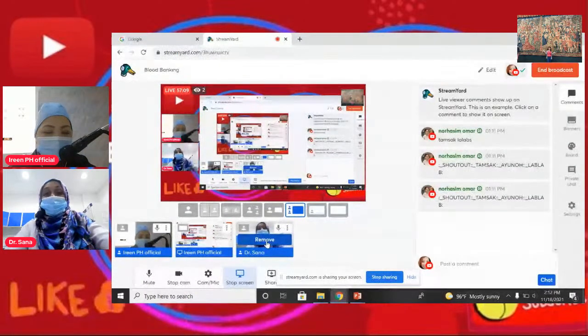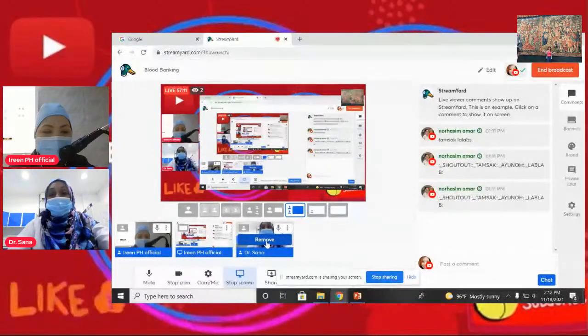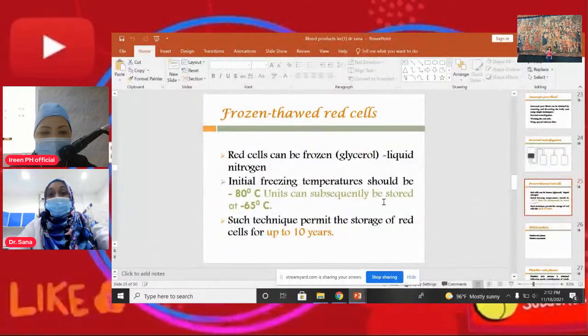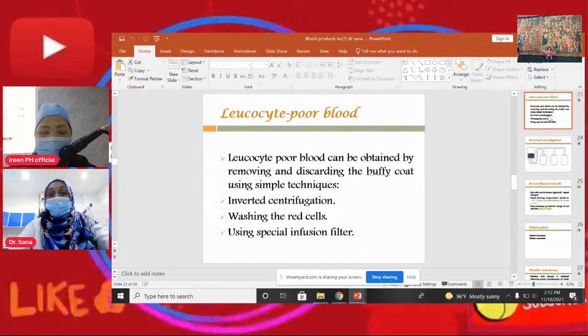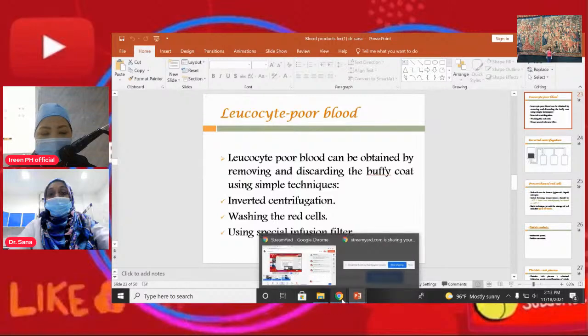Continue, Doctora. It's okay. Can you hear me, Erlene? Yes, I hear you. Only you lost some parts, but you can continue, Doctora. No problem. We are in the placenta red cells on this part. Leukocyte. This is the one you ended. The topic is leukocyte for blood. I hear you, Doctora.